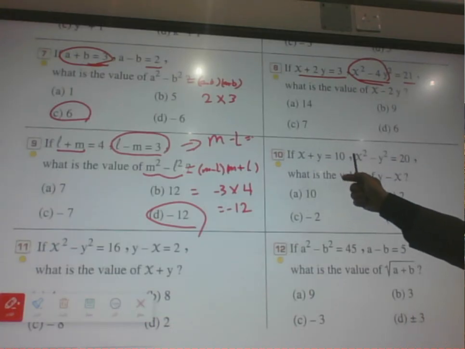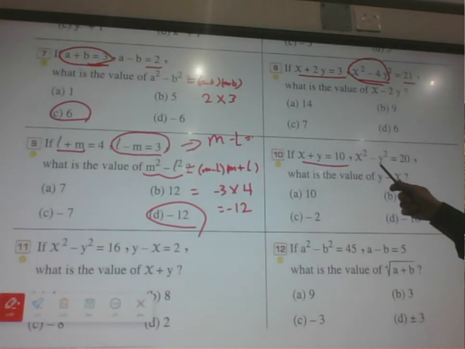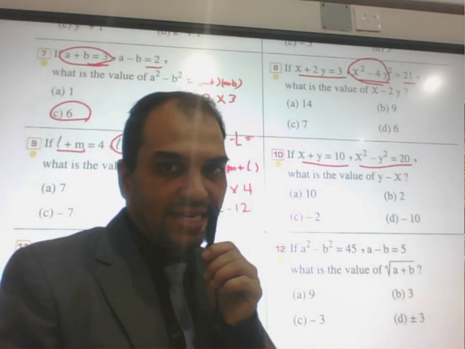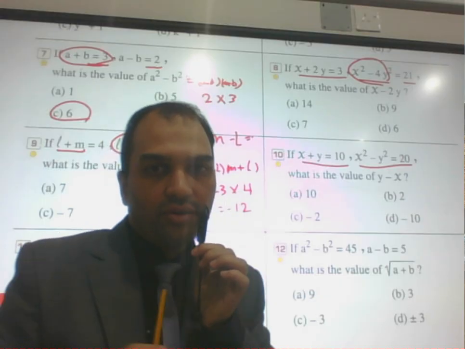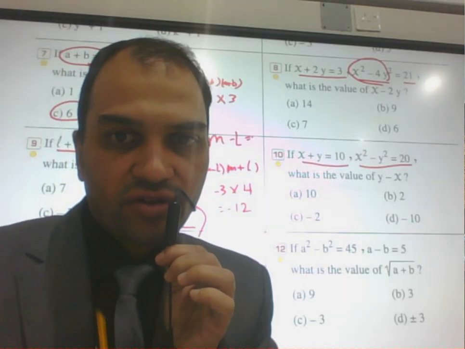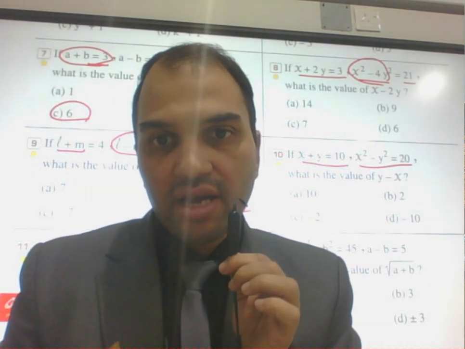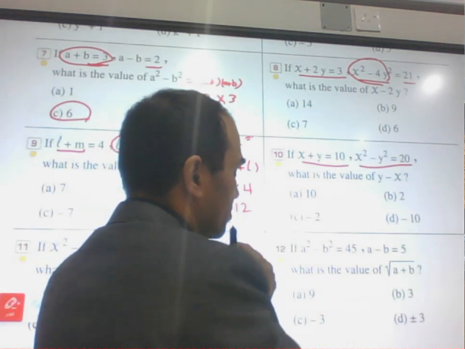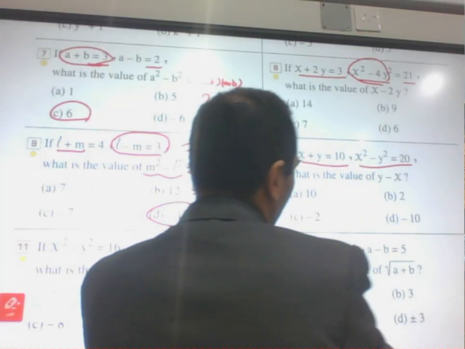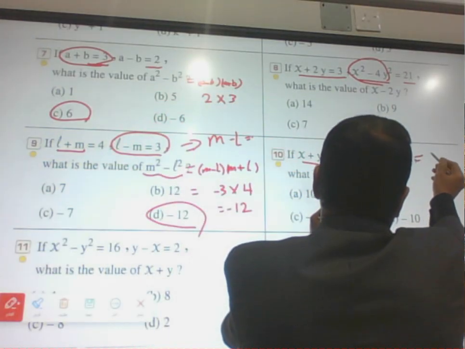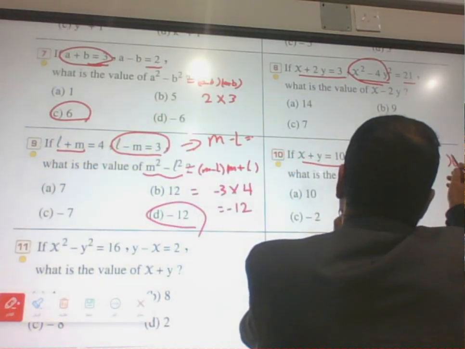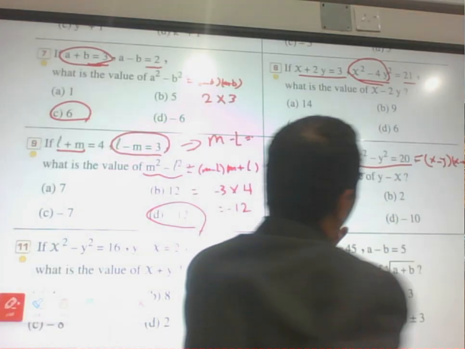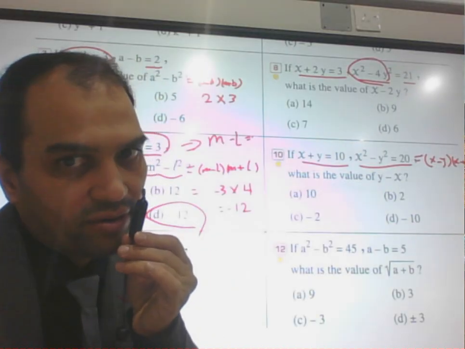Number 10, x plus y equal 10, x power 2 minus y power 2 equal 20. What is the value of y minus x? Pay attention, y minus x. We know x power 2 minus y power 2 equal 20. We can factorize it as a product of two brackets. The first bracket is x minus y and the second is x plus y, okay? We can write x minus y and x plus y. Now the value was 20, okay?